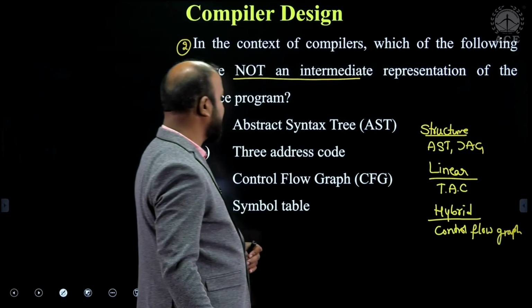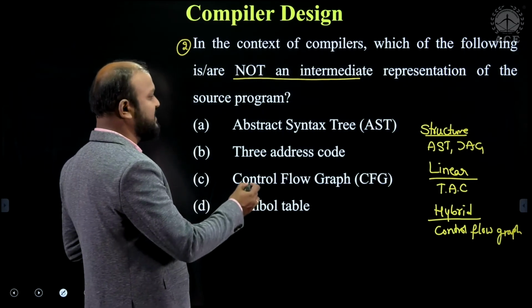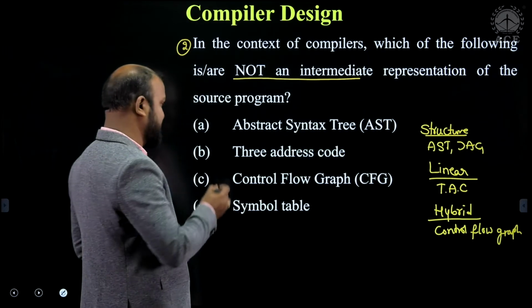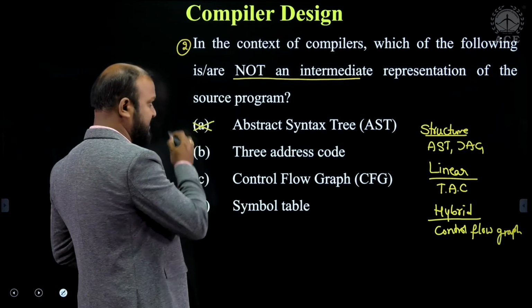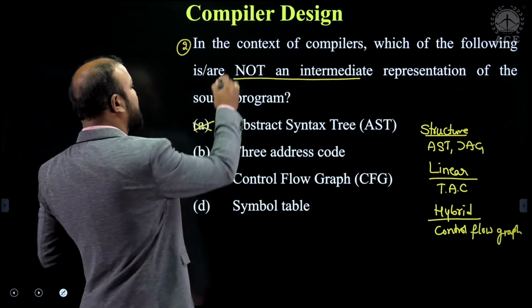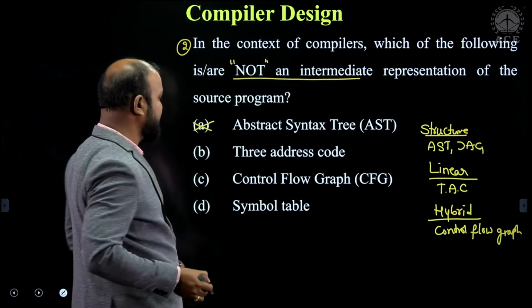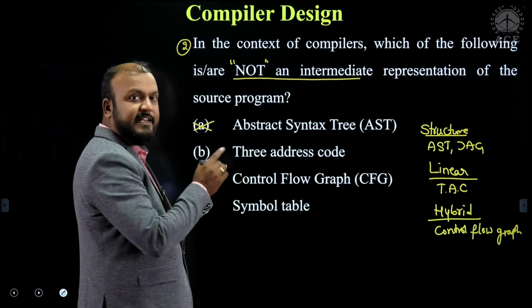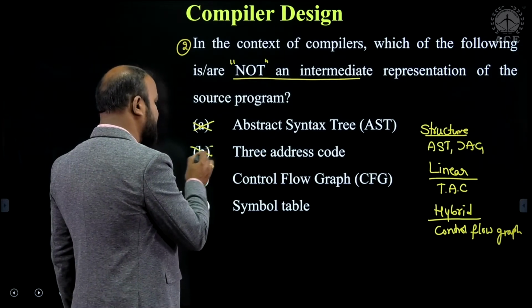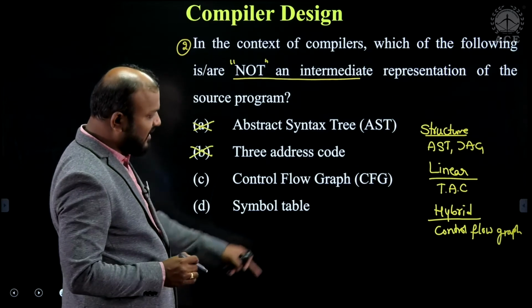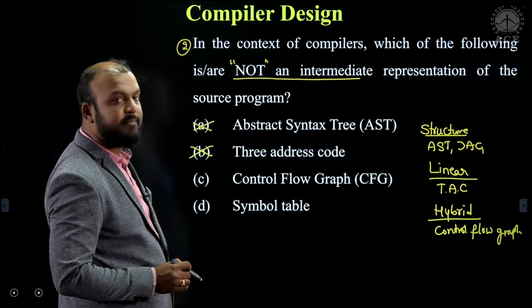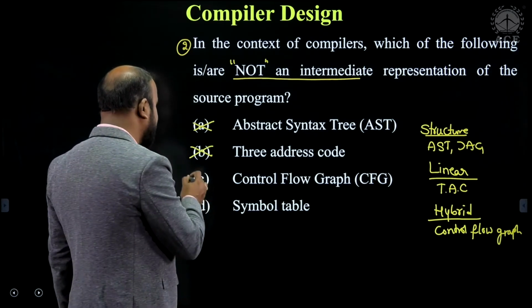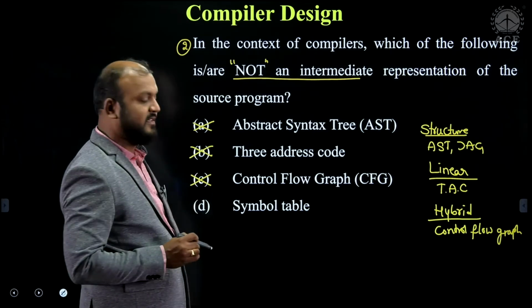Here in the option, you can see abstract syntax tree, which comes under structural intermediate representation. Option A is incorrect, because question is about not an intermediate representation. 3 address code is an example of linear intermediate representation. So option B is wrong. Control flow graphs is an example of hybrid intermediate representation. So option C is also wrong.